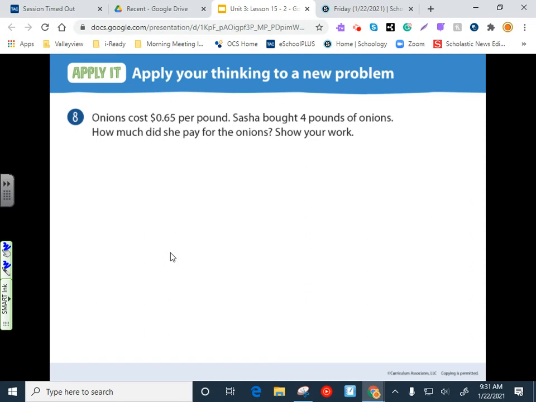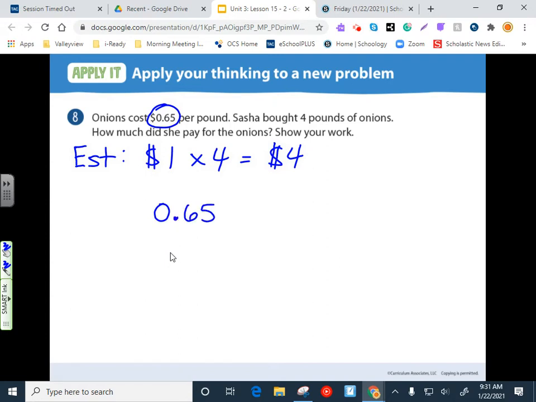Let's go on to number 8 here on page 316. So onions cost 65 cents per pound. Sasha bought 4 pounds of onions. How much did she pay for the onions? Show your work. So again, grocery shopping one here. We estimate, I'm going to say 65 cents. Let's round that up to $1. And if she bought 4 pounds, she's going to spend under $4, but that gives us a ballpark figure. So let's do the actual math. And we'll multiply this by 4.